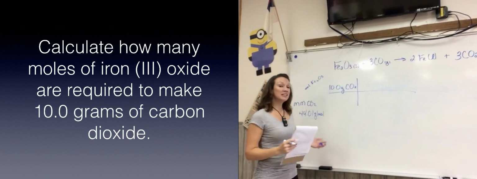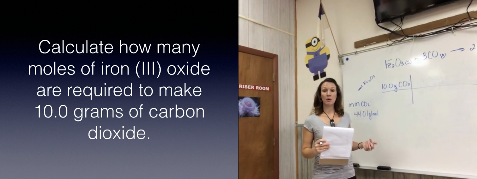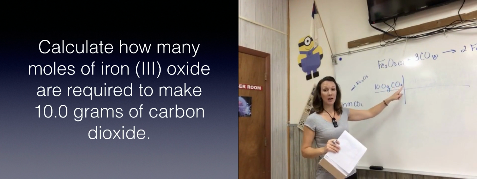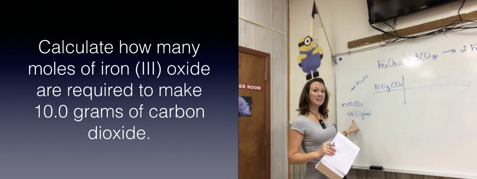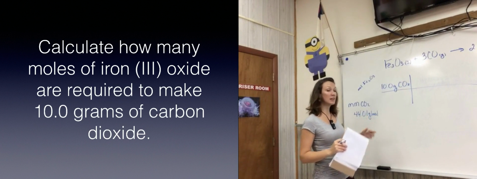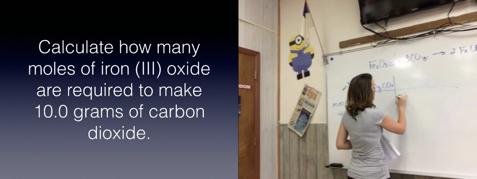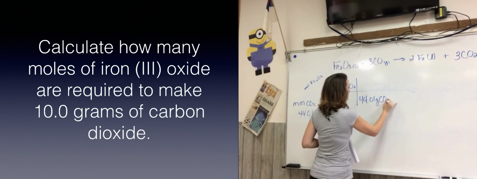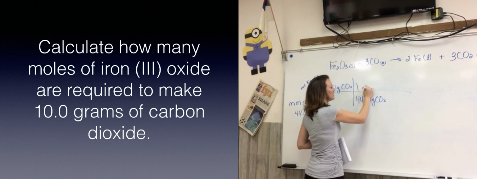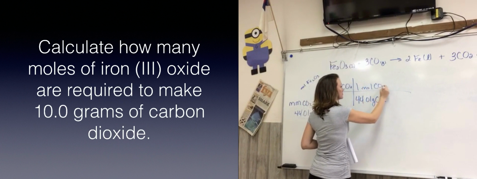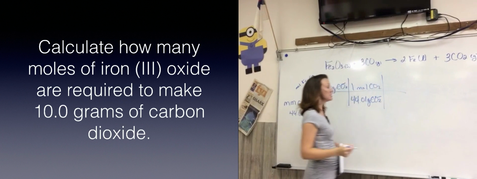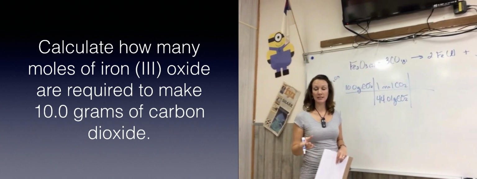So in order to figure out what needs to go on bottom, I need grams to end up on bottom, because I need it to cancel out. So when I look at my molar mass, the 44.01 grams is going to end up on bottom. And then that 1 mole is going to be up on top. So my grams of carbon dioxide will cancel out, leaving me with moles of carbon dioxide.